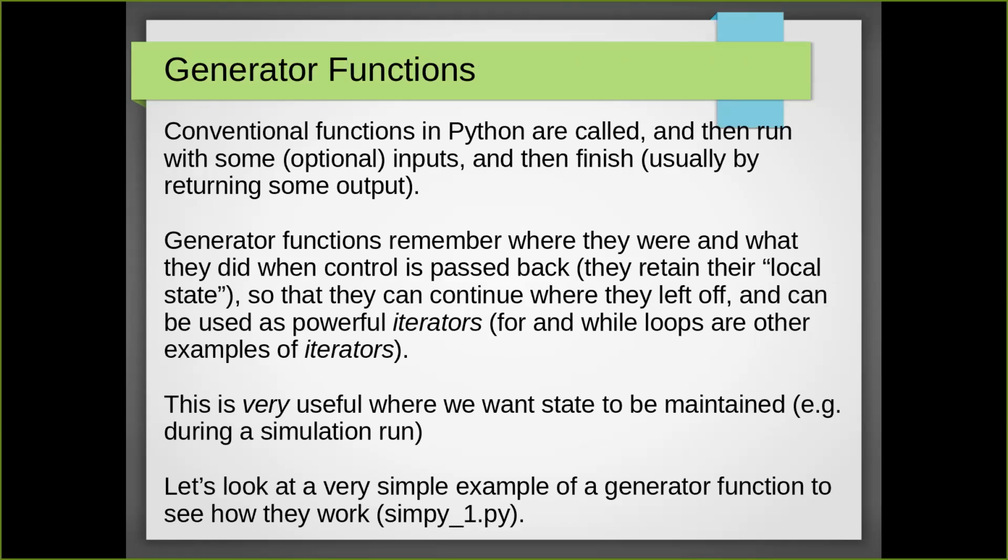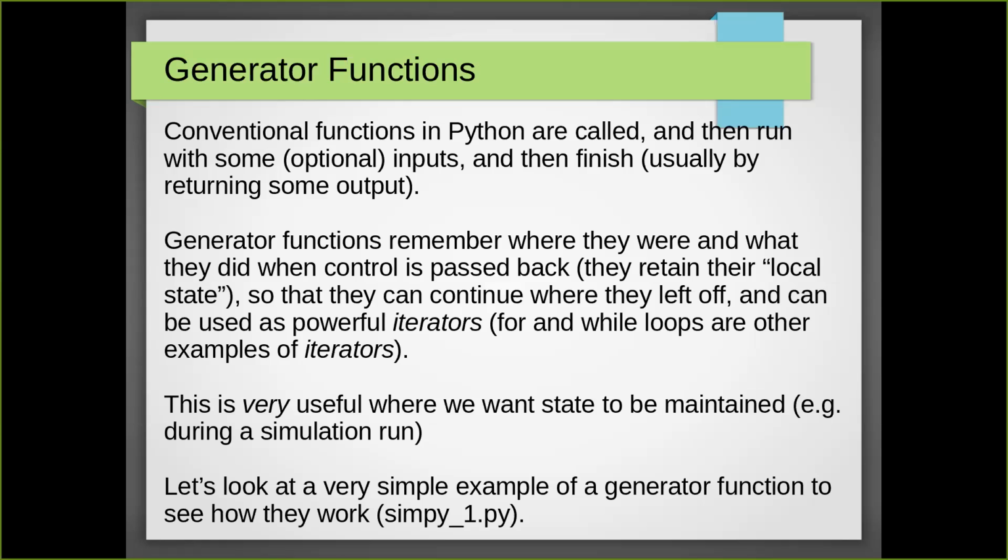If you remember, a normal function that we write in Python, we give it a name and we say what inputs it needs, and then we tell it what the function should do, and then we finish, and usually we return some output, although not always. But when we call a conventional function in Python, it runs, and then it finishes, and that's it. And then when we call it again, it starts again, as though it's never been run before.